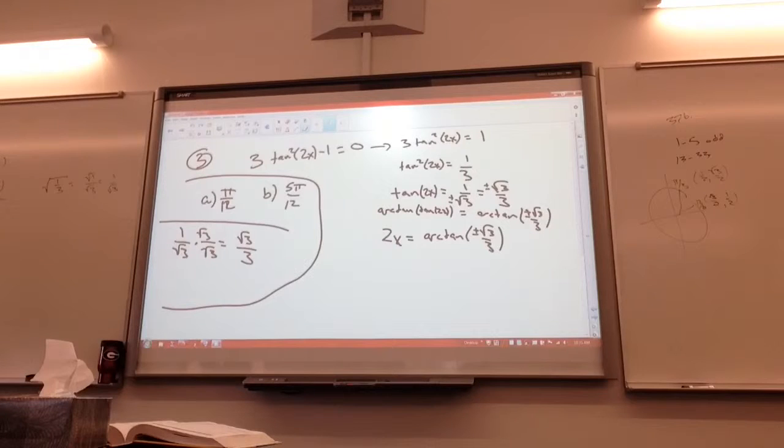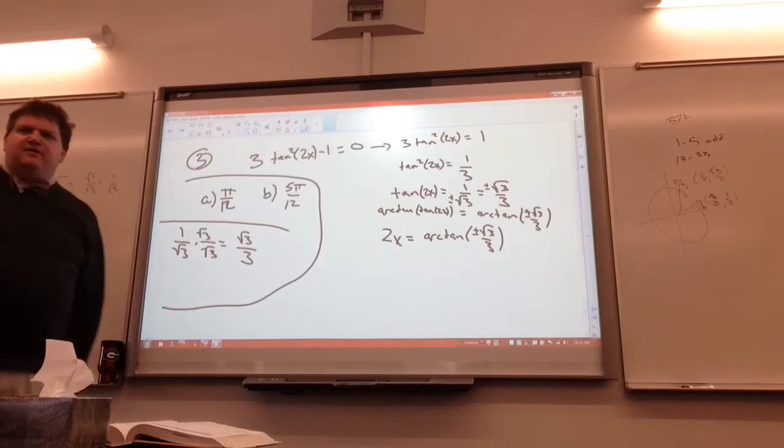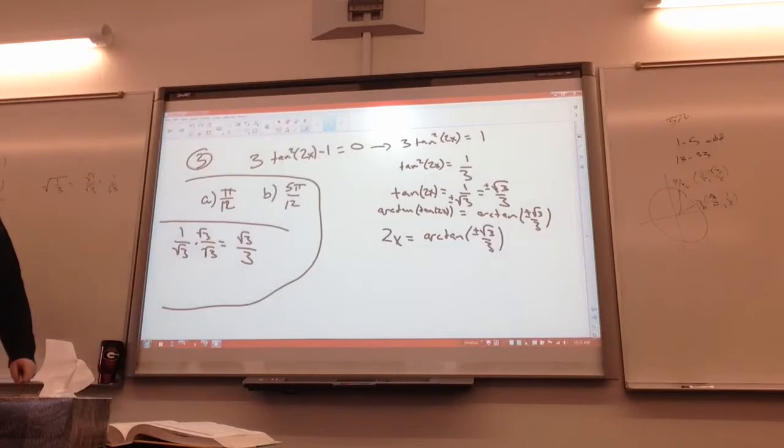Why? My 2 locations there are 1/2 and root 3 over 2, right? And we're looking for root 3 over 3. So how on earth would I get that from there? What do I have to do? I have to divide y by x. I have to do what the tangent says. Tangent is y divided by x.